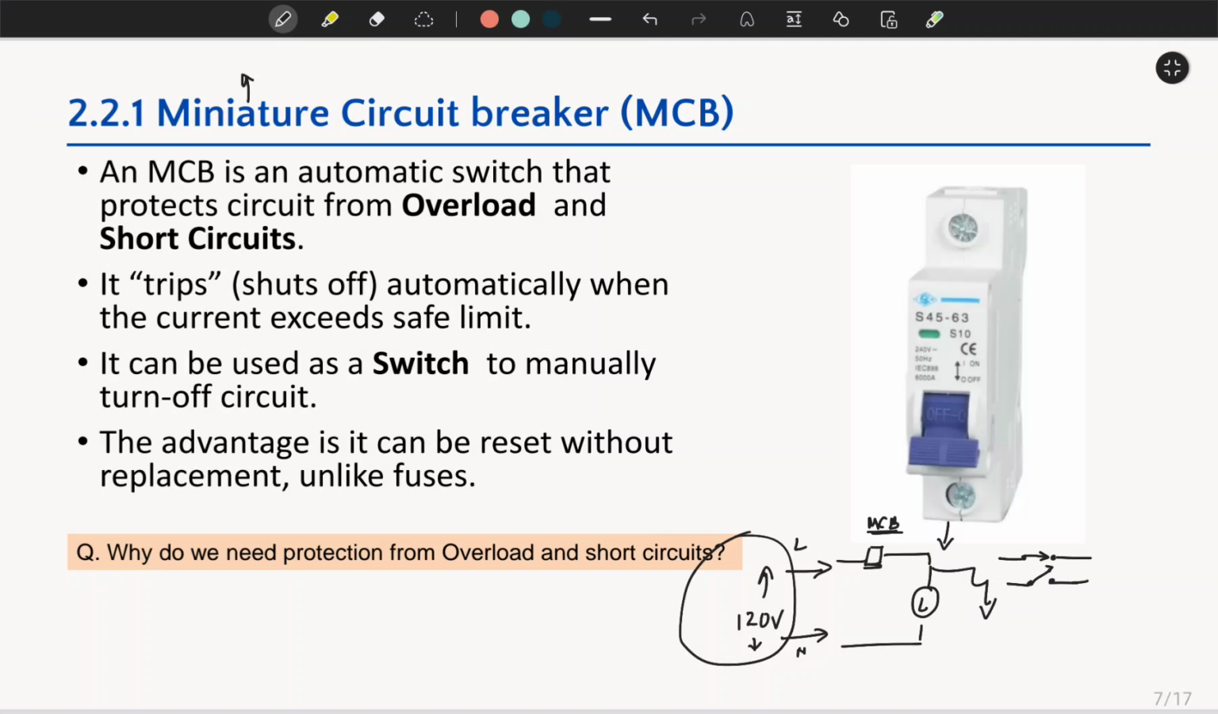So MCB works when there is an overload or any short circuit. And sometimes it can be used as a switch, to manually turn on and turn off any large current carrying device, mainly ACs or heaters. This can be used as a switch also.